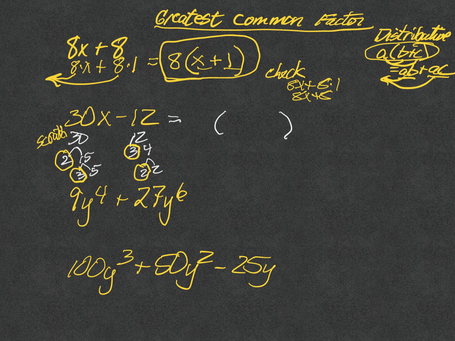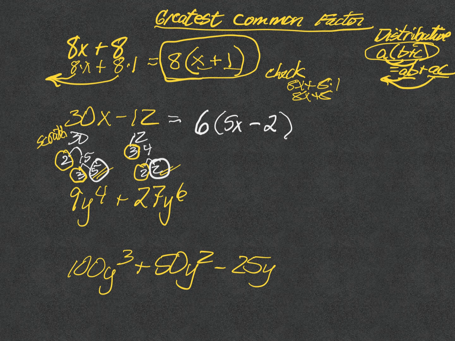What's the largest number they have in common? Well, it's 2 times 3. It's 6. And then we know what's left over, the 5 and the 2. So when we go to write this problem, the greatest common factor is 6. And then we have 5x left over there, and we have a 2 left over there. And we can see that right there.